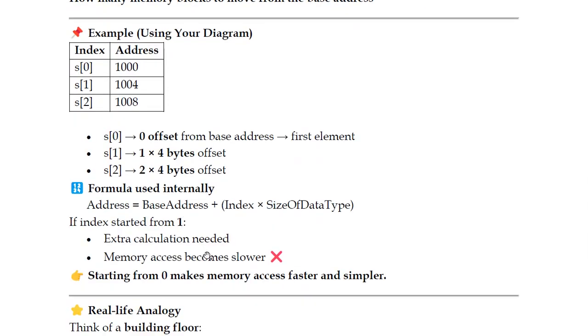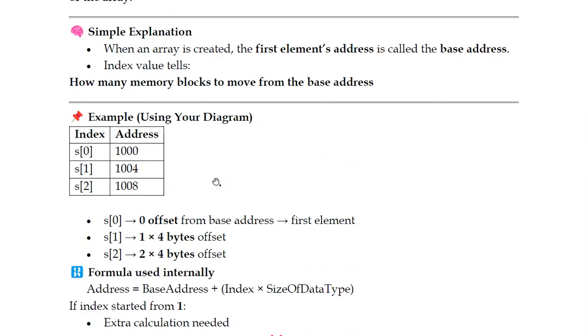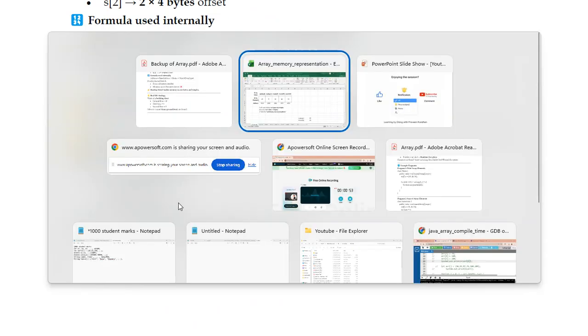In case you're starting from 1, extra calculation is needed, memory access becomes slower. So completely it will be changed. Starting from 0 makes memory access faster and simpler. So initially you are at 1000, next 1004, 1008, easier access. If we start from 1, then what will happen? Index 1 into 4 gives 1004, so the address will move on one by one. It takes more time. For that purpose only, we are starting with the index number 0. I hope this explanation is clear to you.